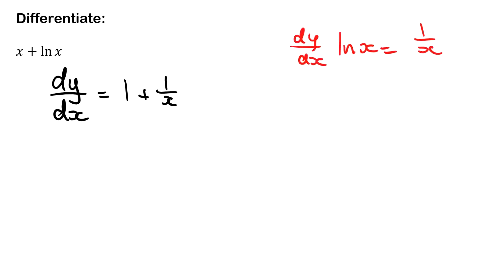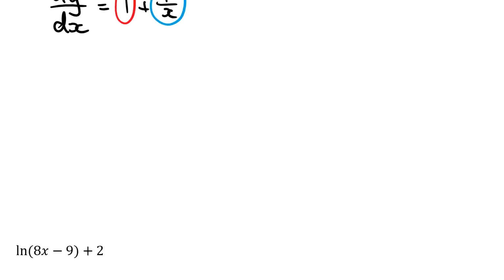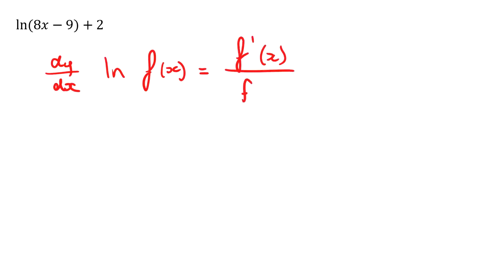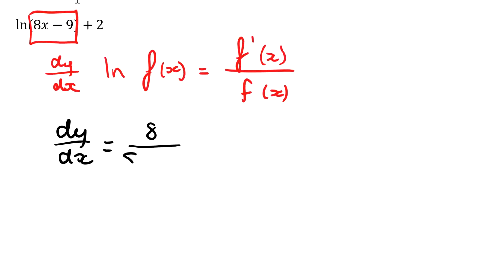You differentiate them as two separate things, so notice how we did the x and we got our 1, and then we did our ln x and got our 1 over x. Two separate things. Now down here, remember with this one, if y equals ln f(x), then dy/dx equals the derivative of f(x) over f(x). Right, so knowing that, dy/dx is going to equal the derivative of what's in the brackets, which is just 8, so 8 goes on top, and on the bottom is our original function, 8x minus 9. The 2, remember we do have to differentiate that, but because it is a 2 and there's no x value there, it just disappears.